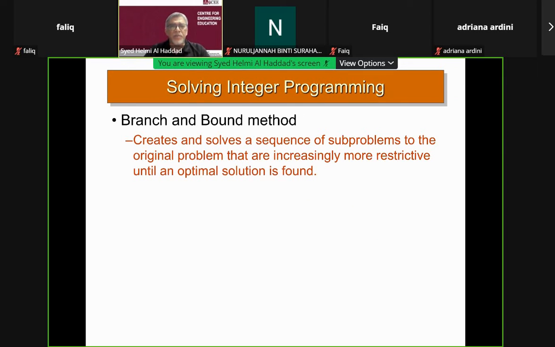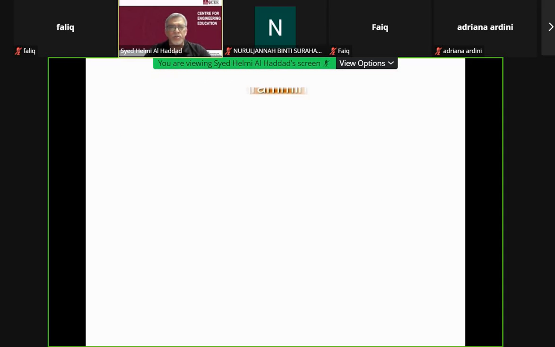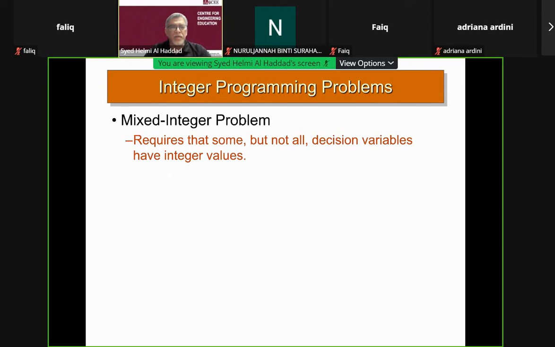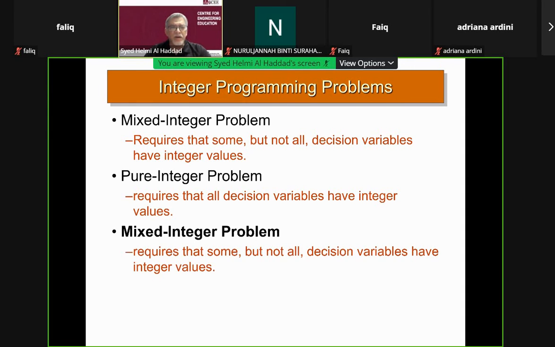So the branch and bound method is to create and solve a sequence of subproblems to the original problem that are increasingly more restrictive until an optimal solution is found. So we have these numerical methods. In the numerical method, we have the method of 0 and 1 problems that involve a listing of every possible outcome in order to identify the optimal solution. You have pure integer and mixed integer problems.